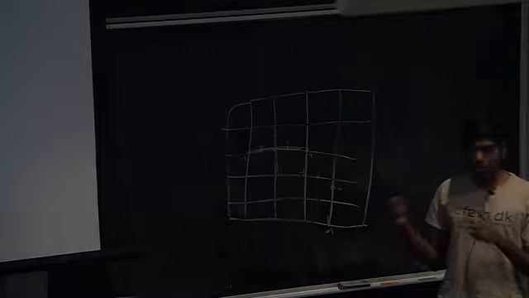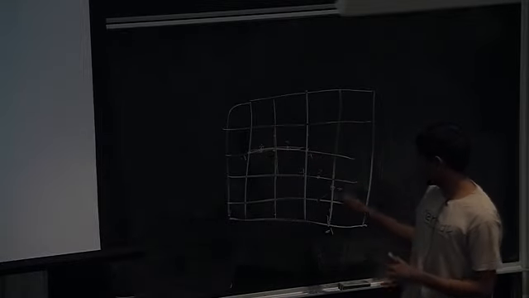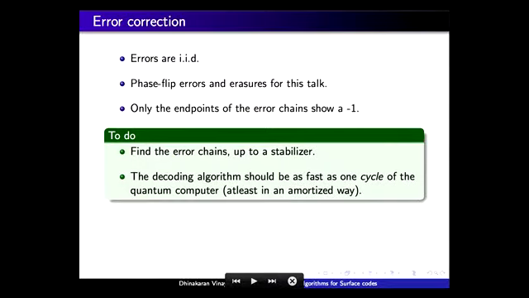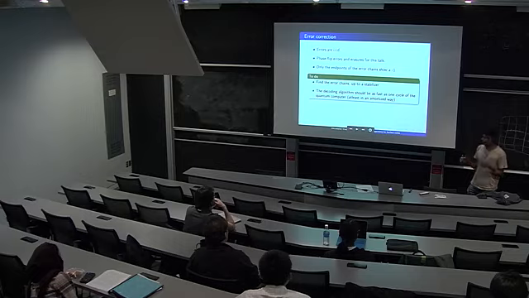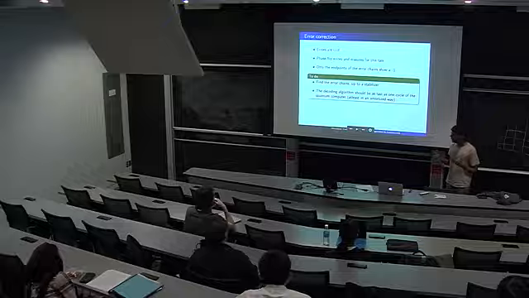So the goal of the decoding algorithm is, given these syndrome vertices, to find the correction operator, which amounts to finding the error chains up to a stabilizer. And also, we want it to be at least as fast as the cycle speed of a quantum computer, so that we can correct the errors, or at least note the corrections as we find the stabilizer measurements.